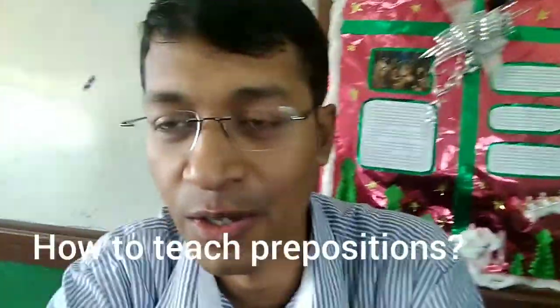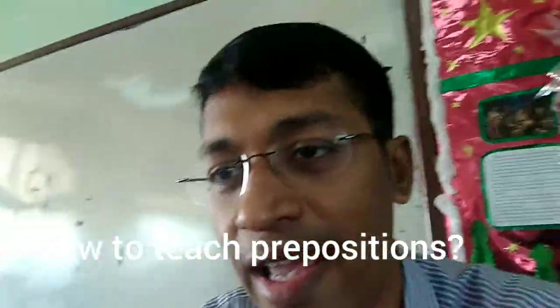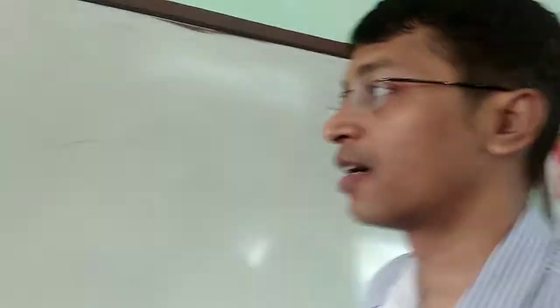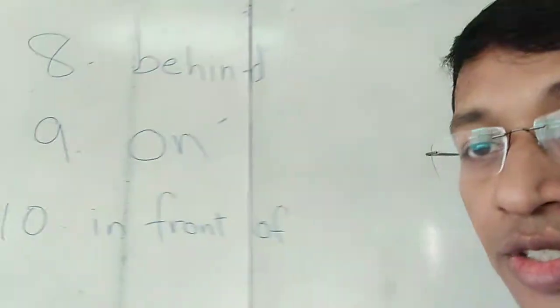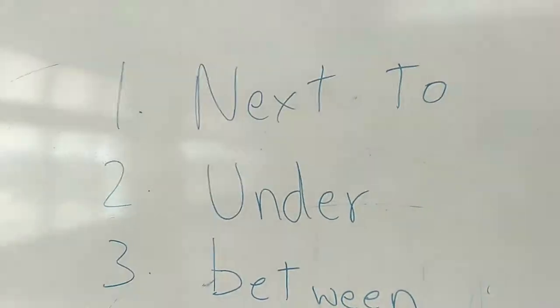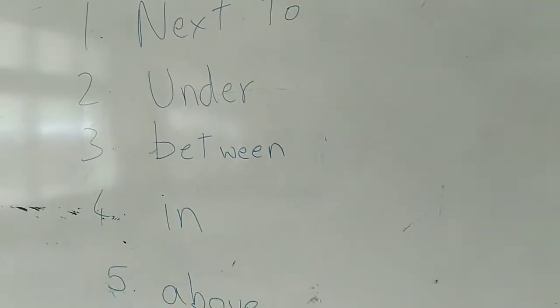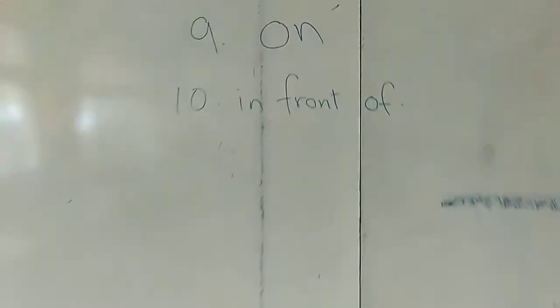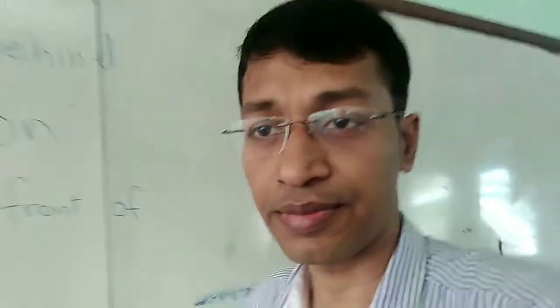This class, I just taught them prepositions, places, and movement. And this is what I have on the board. I don't know if you can see it very clearly. I listed out words first, like next to, under, between, in, about, around, through. Then behind, on, and in front of.